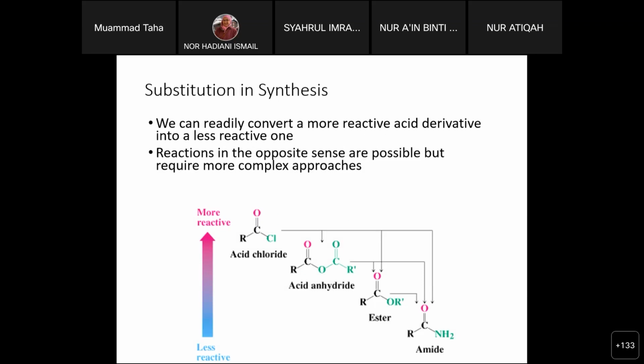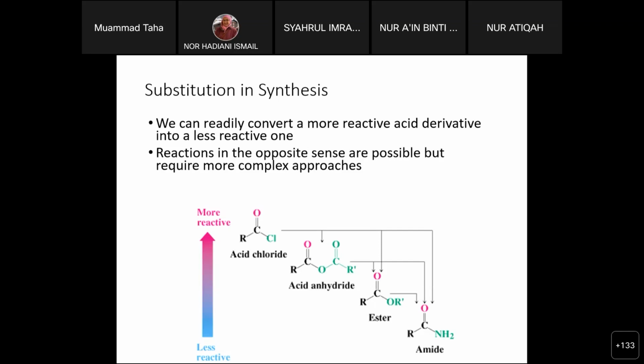But in the downward direction it is possible: acid chloride can be converted to acid anhydride in one step, ester in one step, and amide in one step. Likewise, acid anhydride can be converted to ester and amide in one step, but the reverse is not possible in one step.